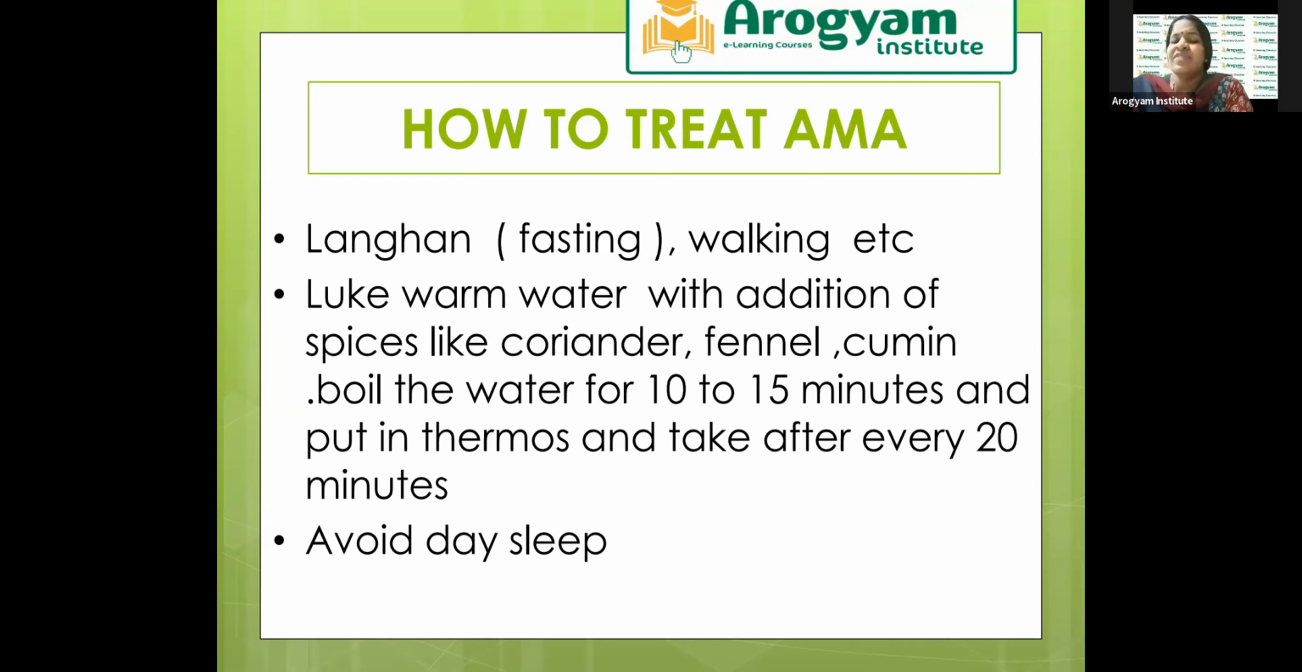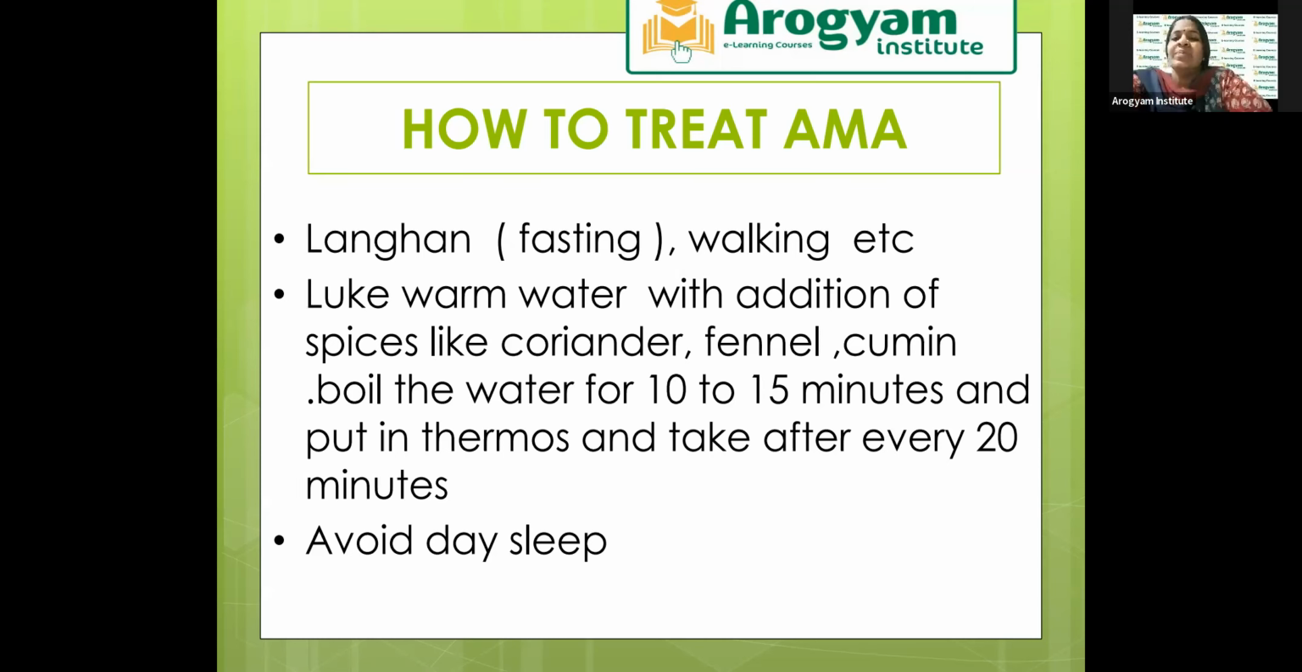At the same time, there are many methods of intermittent fasting which can be slowly adopted, because ama is one of the main reasons for causing even the metabolic diseases which take a long time to manifest and a long time to cure. So when you are in your 30s and 40s, you need to take care of your health very well so that we don't fall ill in our 50s and 60s. So we need to be very careful, we need to have a very good lifestyle during that time. Walking is very good, walking every day. Then keep having lukewarm water with spices like coriander, fennel, cumin. Boil the water for 10 to 15 minutes, put it in a thermos flask and take it every 20 minutes. So this also helps in regaining the agni.